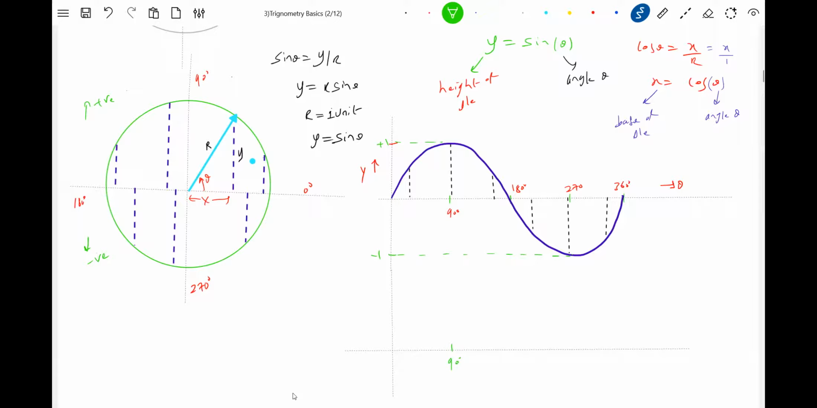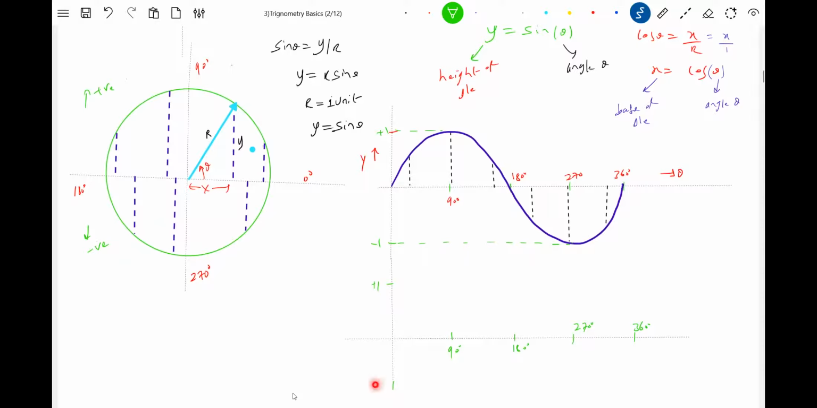This is 90, 180, 270, 360 degrees. The value is +1, -1. So again, what is the methodology here?